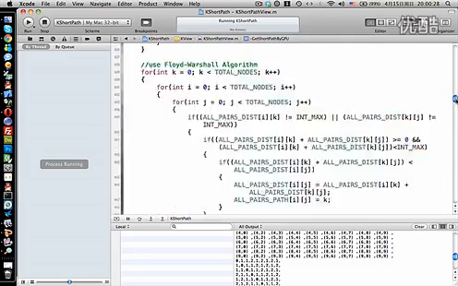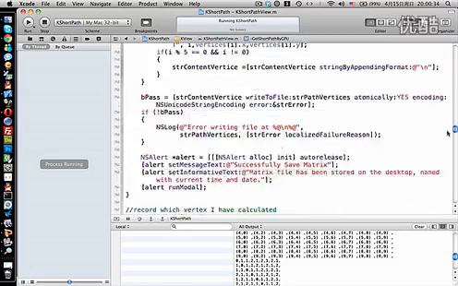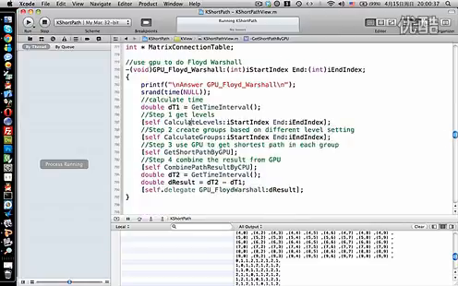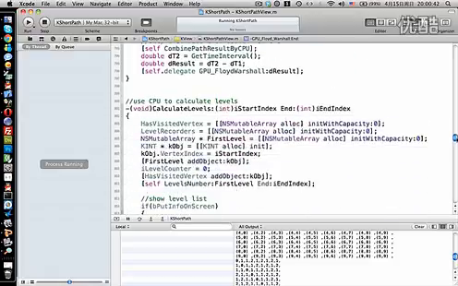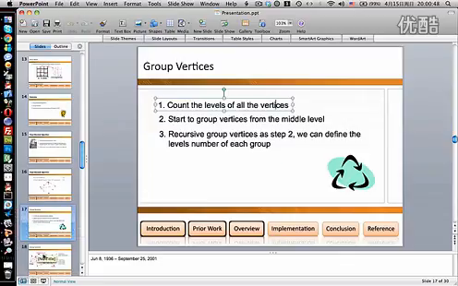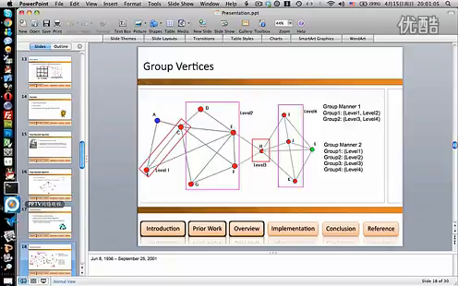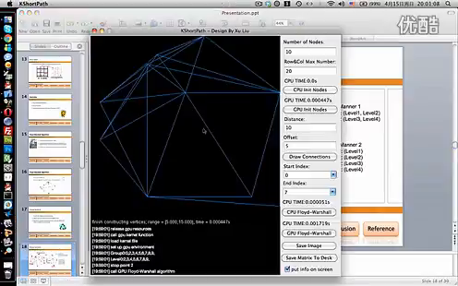Okay, which function? This is CPU and this is GPU. First, I calculate the levels from a start index and end index. So I go through all the nodes and find this is the first level, this is the second level, this is the third level, and this is the fourth level. Based on these formulas, I find the level in this graph. So this is correct in my project.